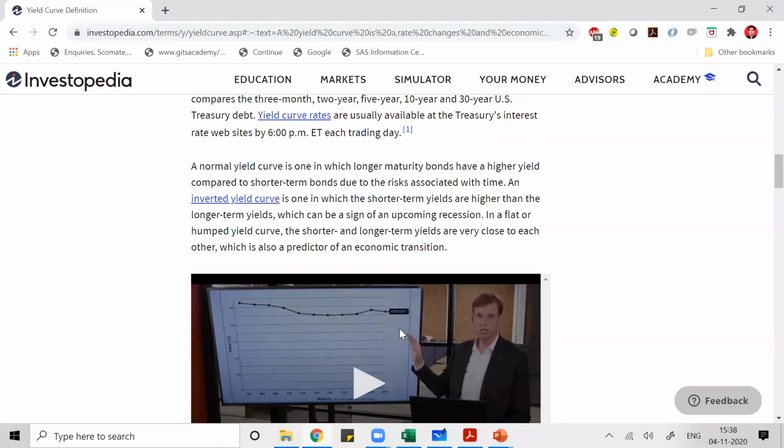So you can understand the market by looking at the yield curve. Whenever we see a normal yield curve, we can understand that the scenario in the market is optimistic. While if you see an inverted yield curve, it means there's a sign of an upcoming recession. Or when you see a flat or humped yield curve, the short term and long term yields are very close to each other, which is a predictor of economic transition.